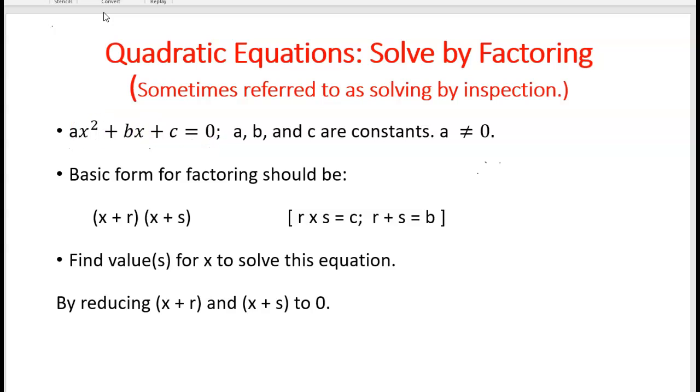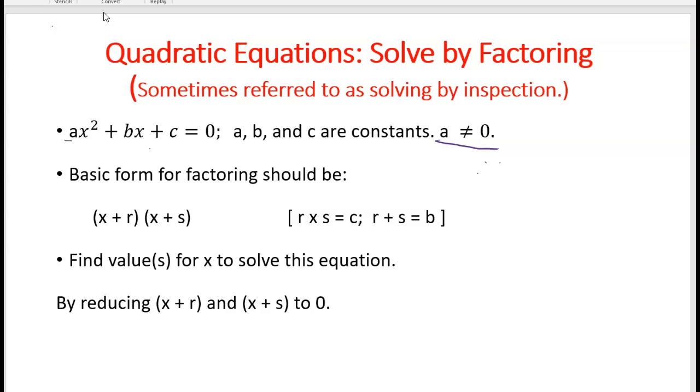We also want to make sure that we understand that these coefficients in the first term, the second term, and the third term, a, b, and c respectively, are constants, which means simply that they are integers 1, 2, 3, 4, 5, 6, and so forth and so on. And one condition, in order for us to solve this by factoring, is this here. We have to make sure that a does not equal 0.